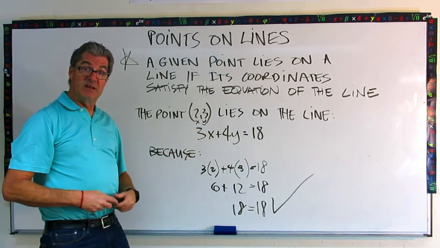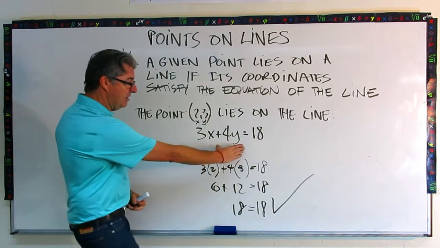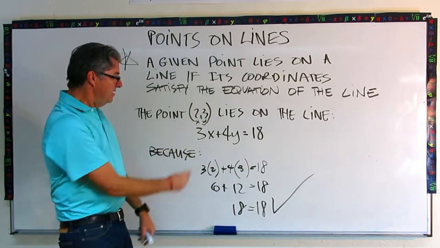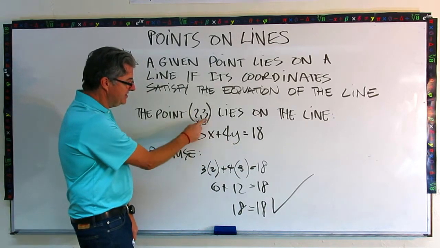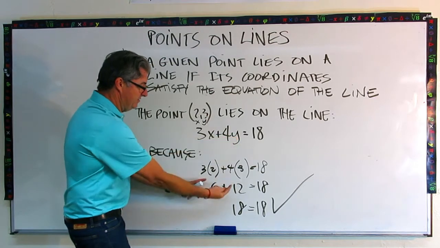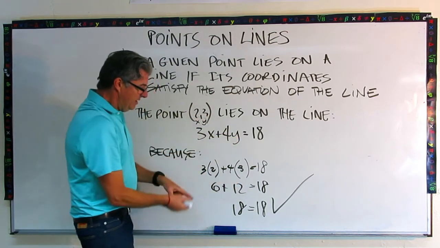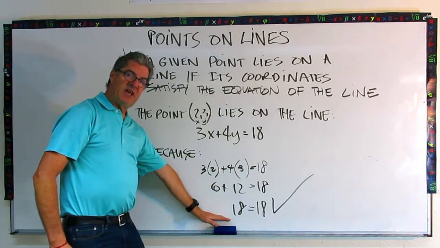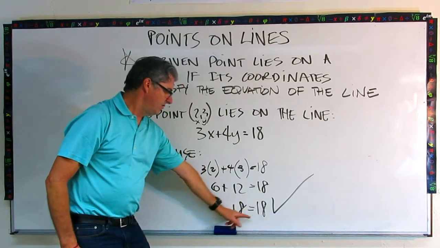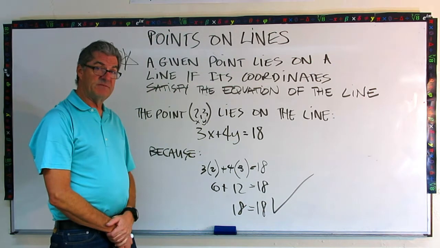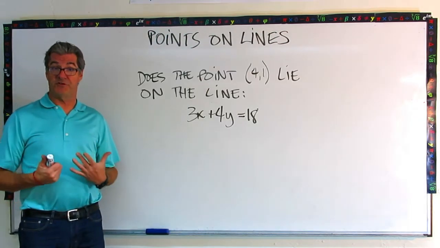So a quick summary. What we did is we have our line equation. To test the point, we put the x value in where the x is, the y value in where the y is. So that's what we did here. Here's the x, and here's the y. And then we just work our math, we calculate, and we try to make sure that we end up with an equation that works.